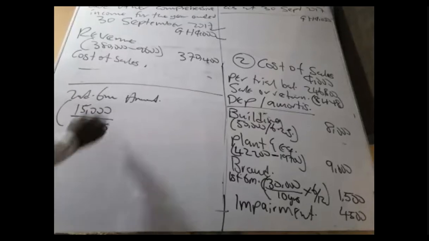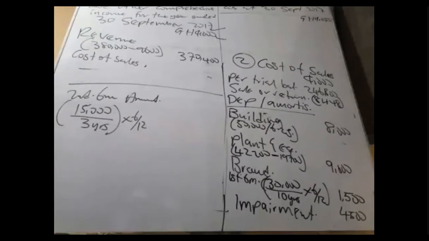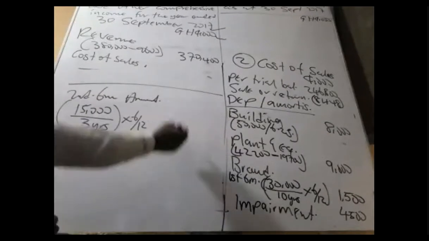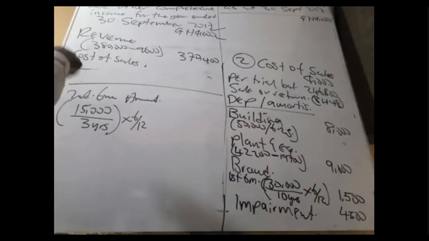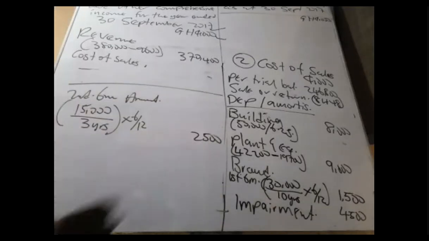3 years. Close it. Times 6 out of what? 12. Why 6 out of 12? Because from where we are now to the end of the year is 6 months. Don't forget. So 15,000 divided by 3, that is 5,000. Half of 5,000 should give us 2,500. That is all. 2,500. We are done with the cost of sales.